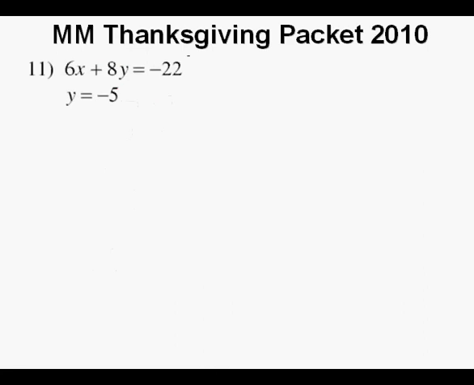Now problem 11 is 6x plus 8y equals negative 22 and y equals negative 5. For this problem, we have a value, negative 5, to substitute for y again. So we have 6x plus 8 times negative 5 equals negative 22. You should be able to take it from here and finish solving for x and solve the system.